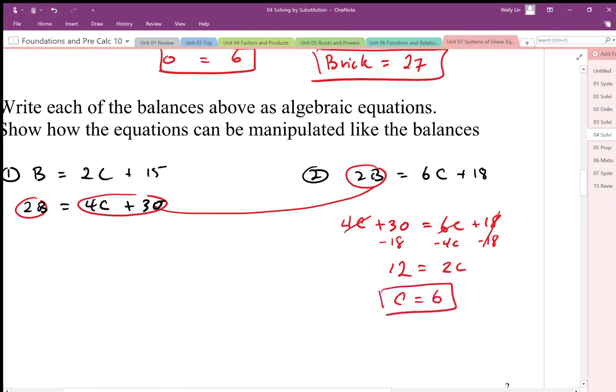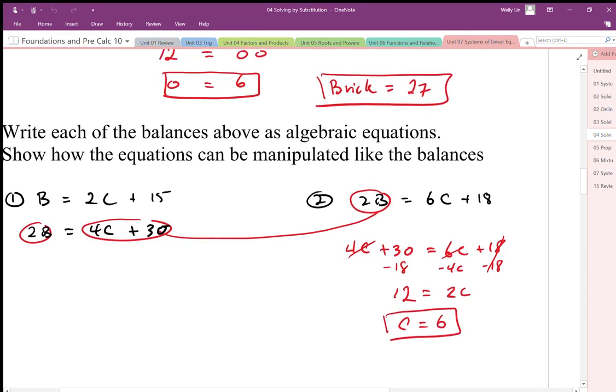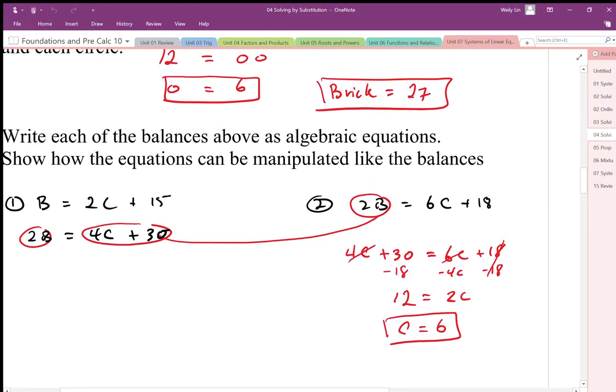And what we did originally here was, what did we do? We put the circles back into the original equation. So in equation 1, I did 2 times the circles, which I solved for, which was 6, and then I was able to solve for what one brick was. One brick was 27. Okay, so there's my solution, and that's what it looks like algebraically.